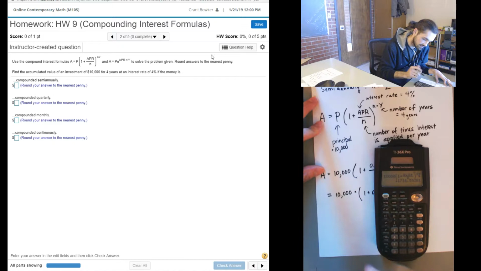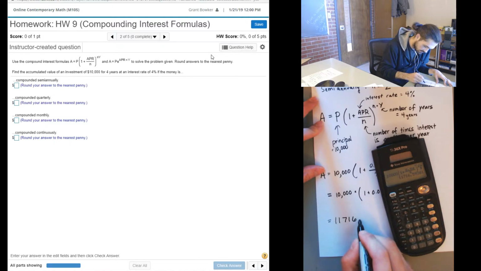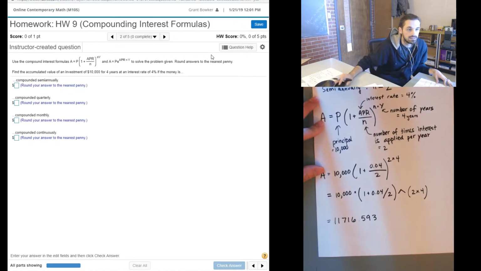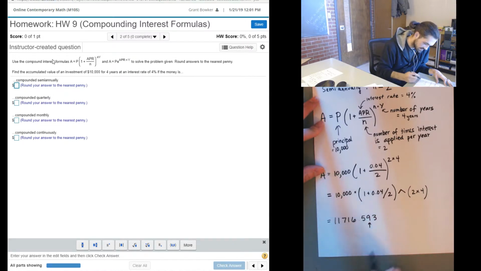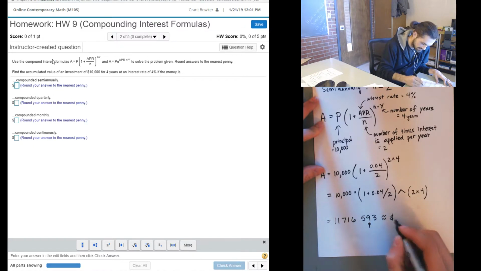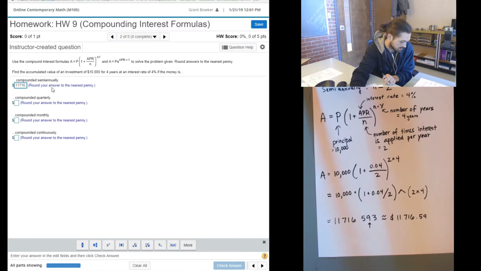In either case, you should end up with 11,716.593. How do they want the answer? Answers to the nearest penny. So nearest penny is going to be this 9. 3 is not big enough to round up the 9. So we'll go ahead and say it's 11,716.59.